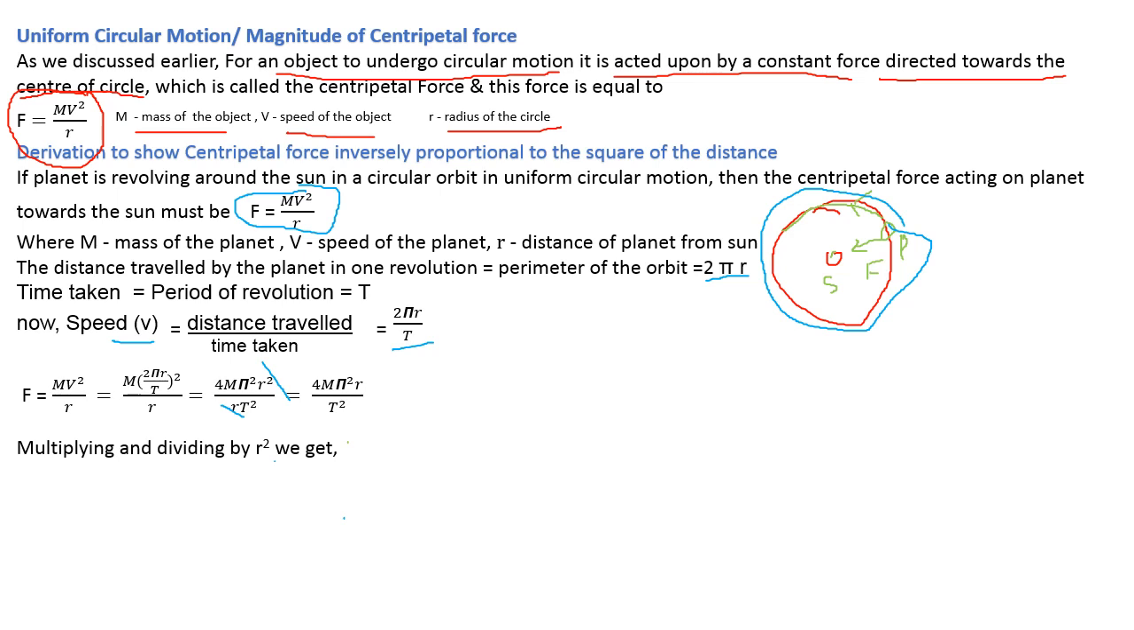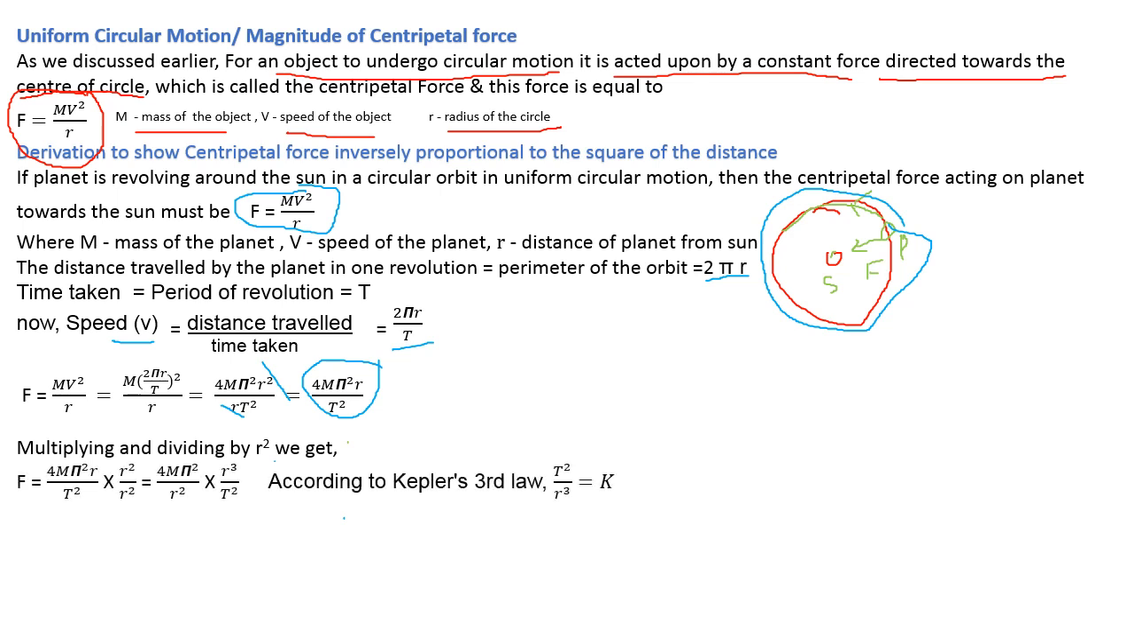So multiplying and dividing by r square, we get, from this above equation, F equals 4m pi square r upon T square. We are going to multiply and divide by r square, meaning the numerator and denominator both will be multiplied by r square.